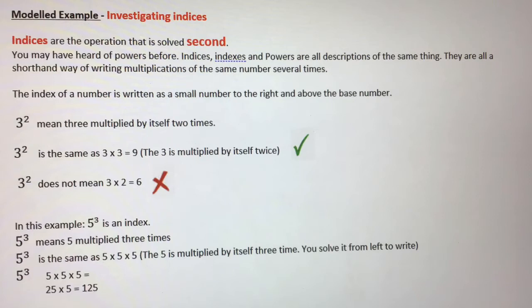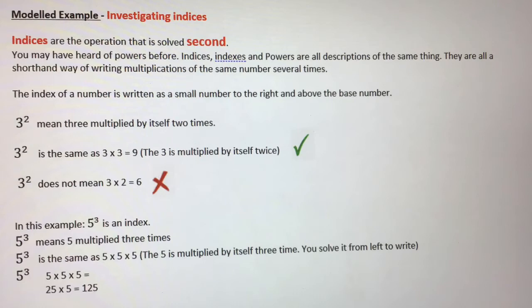Another example here is shown where it says 5 to the power of 3. 3 is the index there. It means 5 multiplied by itself 3 times. So it is the same as writing 5 times 5 times 5. And you solve it from left to right. So let's have a go underneath. It says 5 times 5, we'll do that one first, which equals 25. And then we solve 25 times 5, which equals 125.